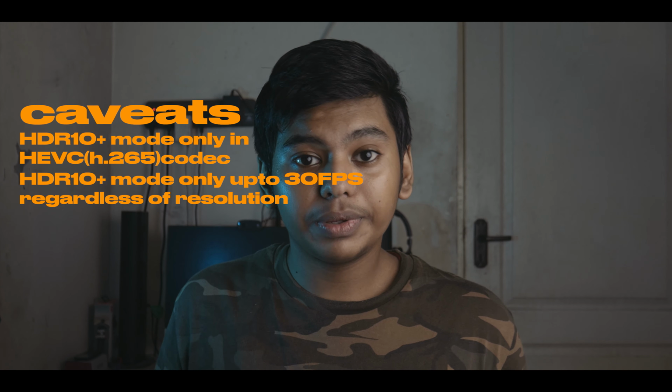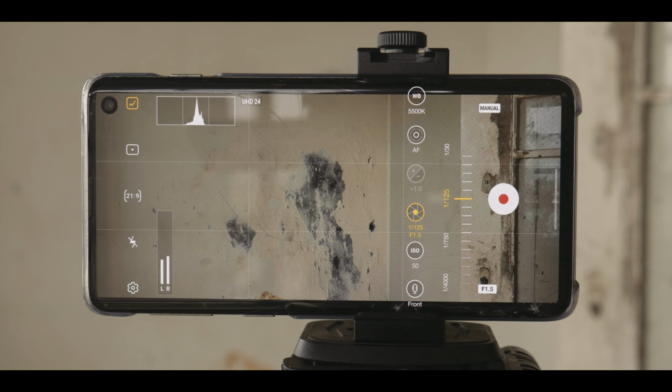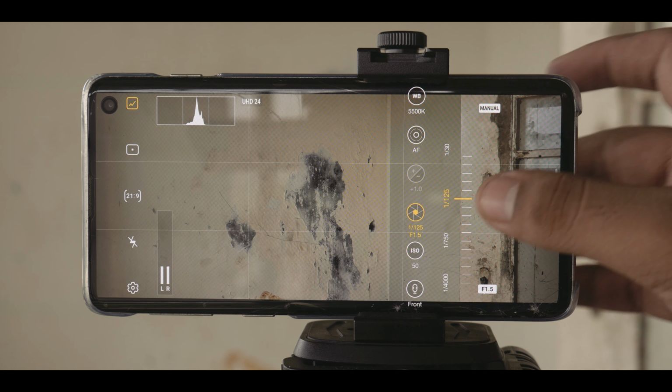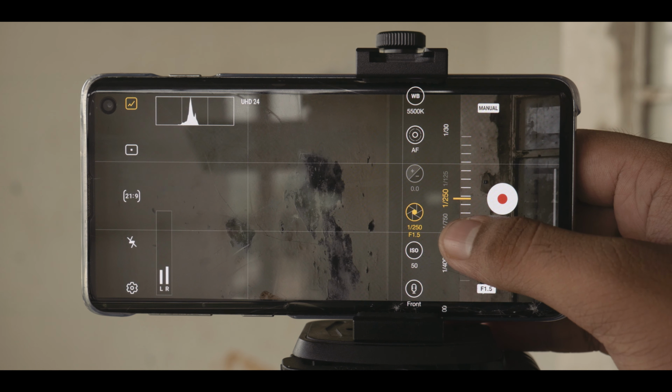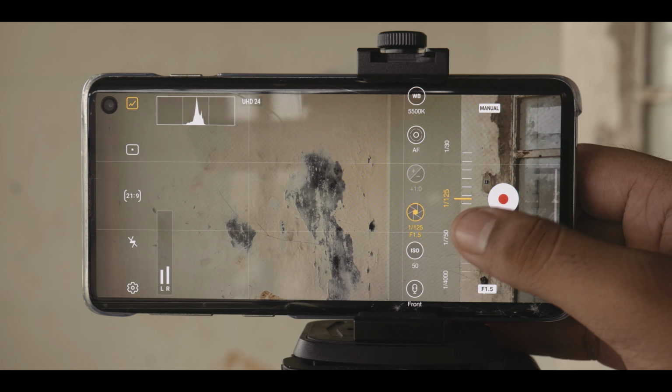So I decided it would be best for me to shoot in 4K 24 frames per second to get the best quality. And also I shot this inside the Pro video mode inside the Samsung Galaxy stock camera application so as to give these files the best chance of looking beautiful.